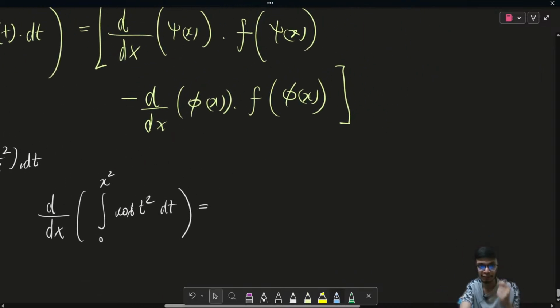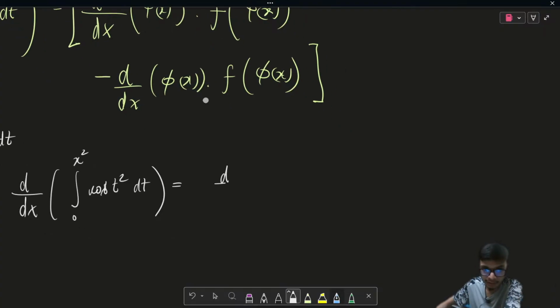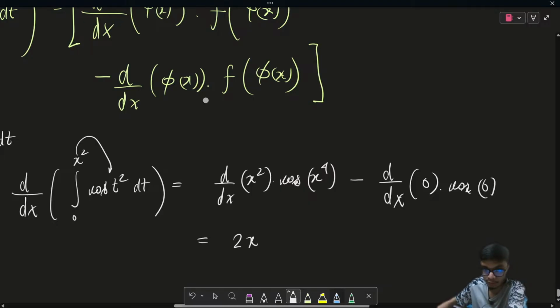first of all differentiate the upper limit. The upper limit is x square, so the derivative of x square with respect to x, and then multiply the value of the function at the upper limit, which is cos of x to the power 4. Then minus the derivative of the lower limit, which is 0, multiplied by the function value at the lower limit. If we evaluate this expression, it is going to be 2x times cos of x to the power 4. I hope this result is clear.